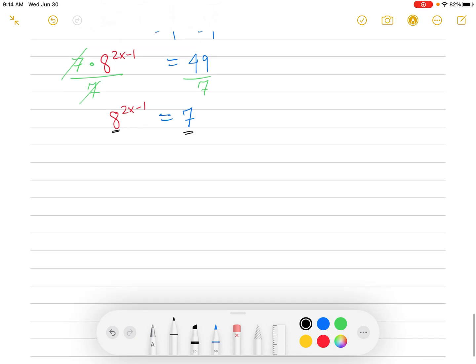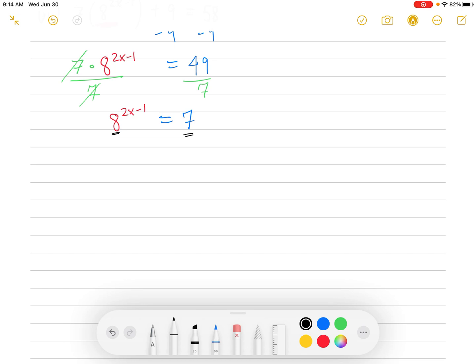Now my question to you is, do 8 and 7 have a common exponential base? Can you write both of those in terms of something to a power? And the answer is no. There's nothing in common between 8 and 7. So what we're going to do, we're going to get rid of this exponential base 8 by taking the log base 8 of both sides.